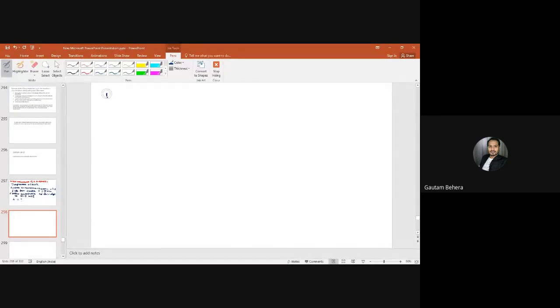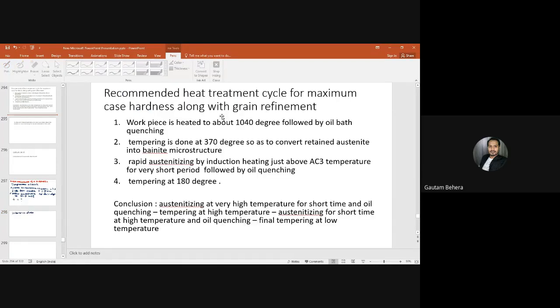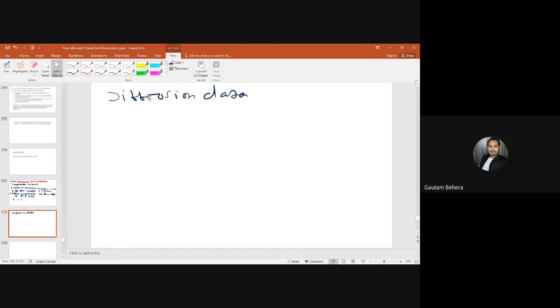Diffusion data are given. What is the diffusion data?